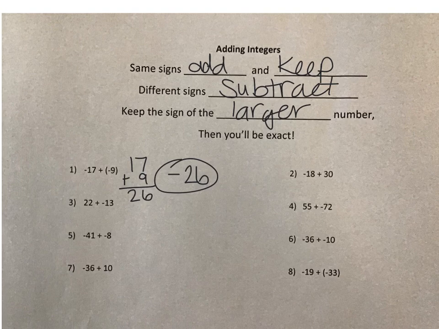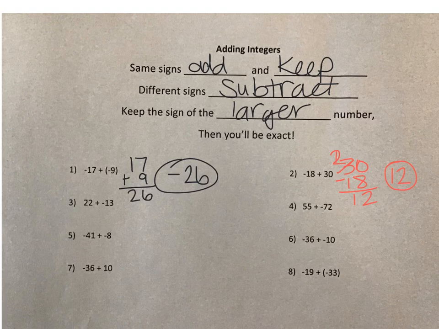For number two, it's negative 18 plus 30. Those are different signs, so we're going to subtract. Obviously, you put the bigger absolute value on top, so this would be 30 minus 18. You're going to borrow over, and you're going to get 12. Now we have to check our sign. Keep the sign of the larger number. The larger absolute value is 30, so our answer is going to be positive 12.